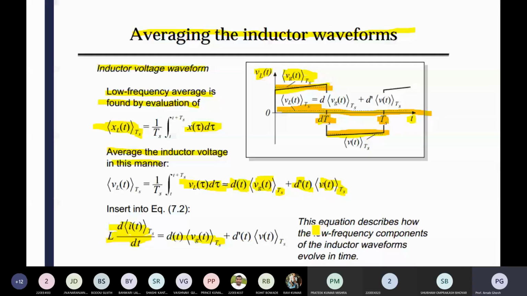That equation describes how the low frequency component of the inductor waveform evolves in time. There is a lot of mathematics here, but don't be confused by it. Basically a switching converter is a physical system, and when you represent it mathematically, that's why some of the mathematics is there. Don't be worried about it. This is a very simple thing, nothing complicated. Try to realize the problem, that is most important.